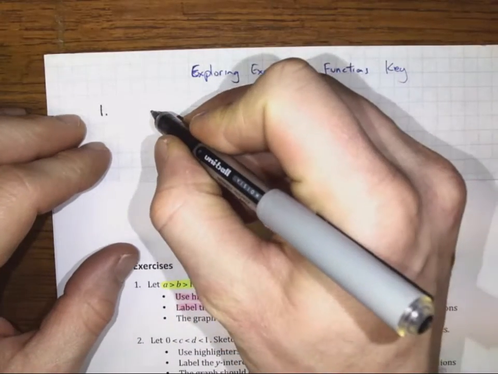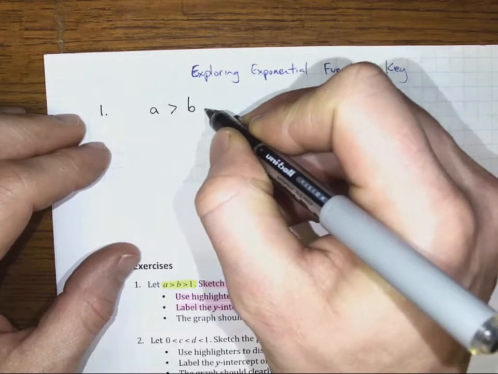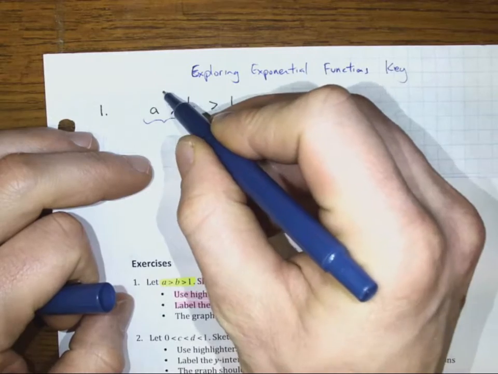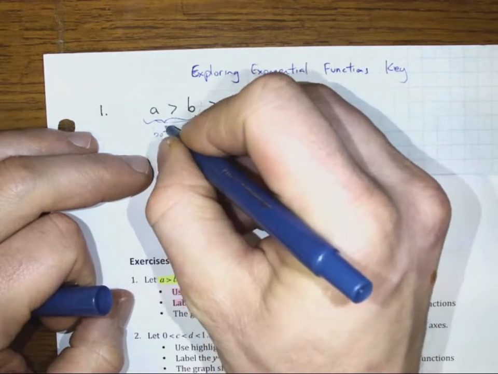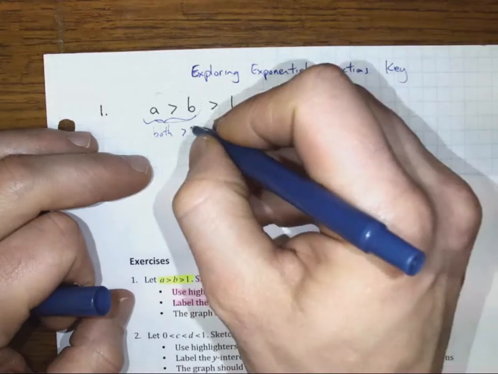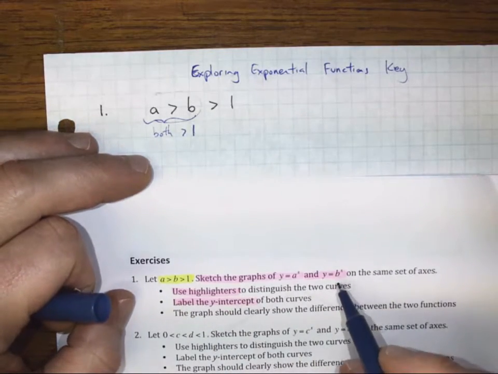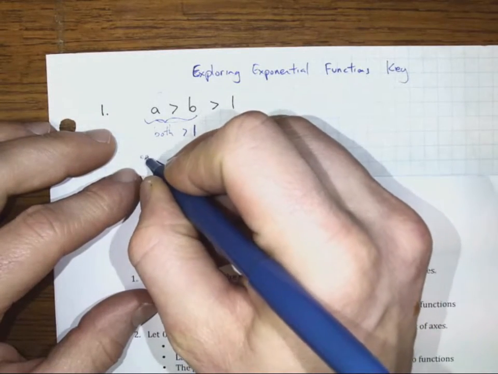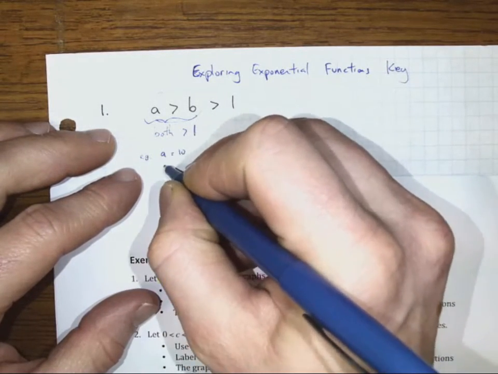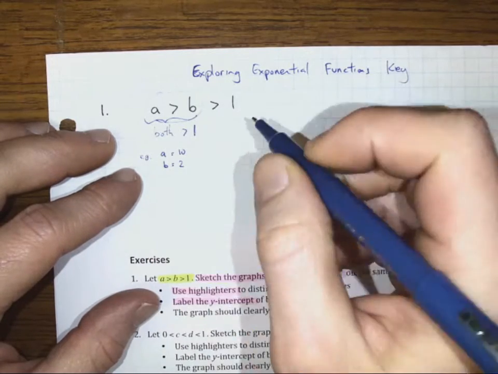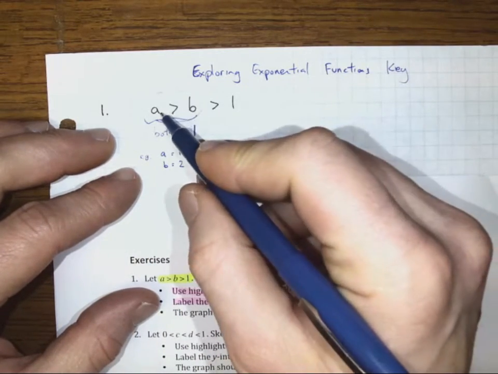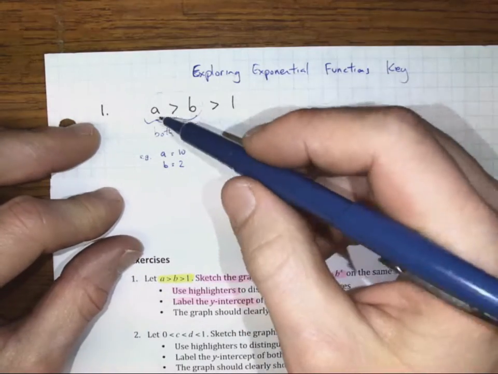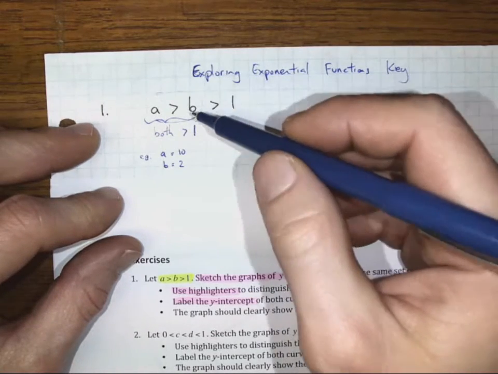So let's see here. A is greater than B, which is greater than 1. This means that both A and B are bigger than 1, so the bases of these functions are bigger than 1. An example might be like A could be 10, but B could be 2. That would fit. I would suggest trying to make up some numbers to investigate this, to help it make sense to you.